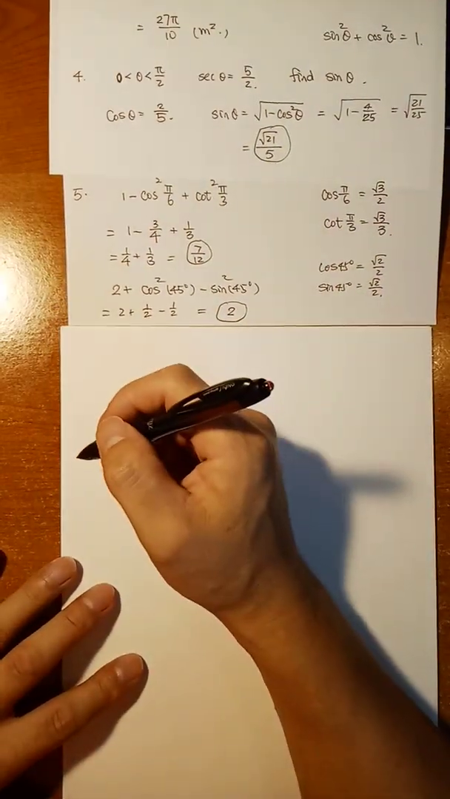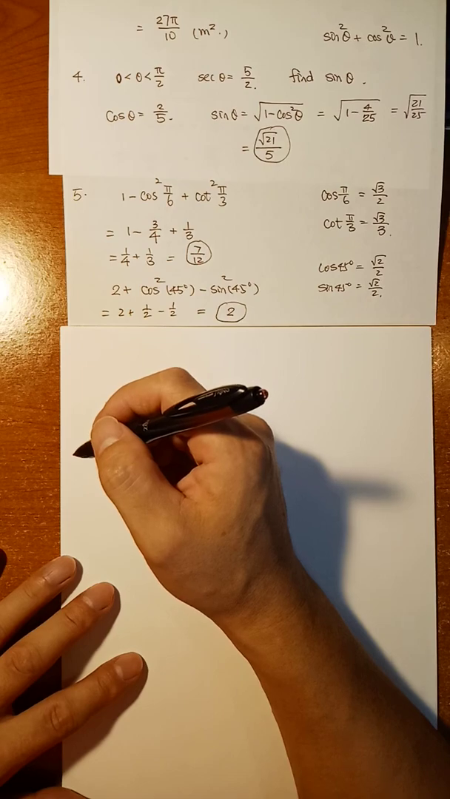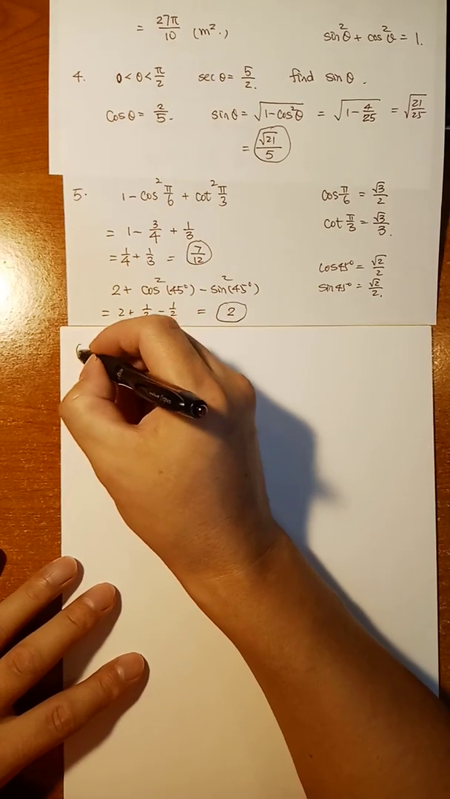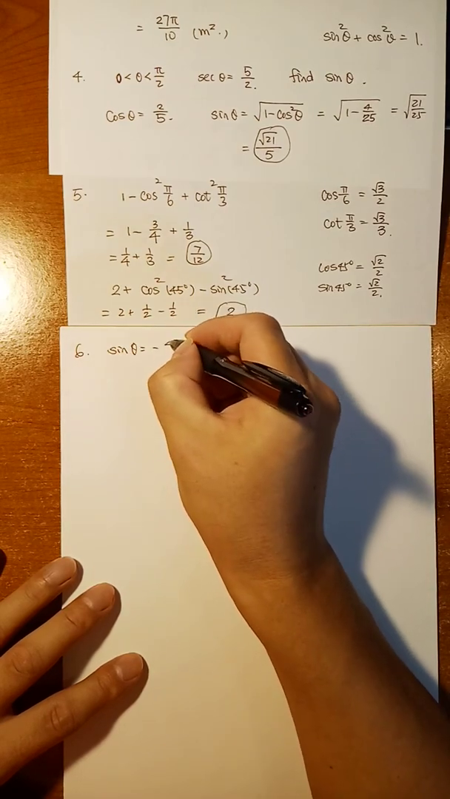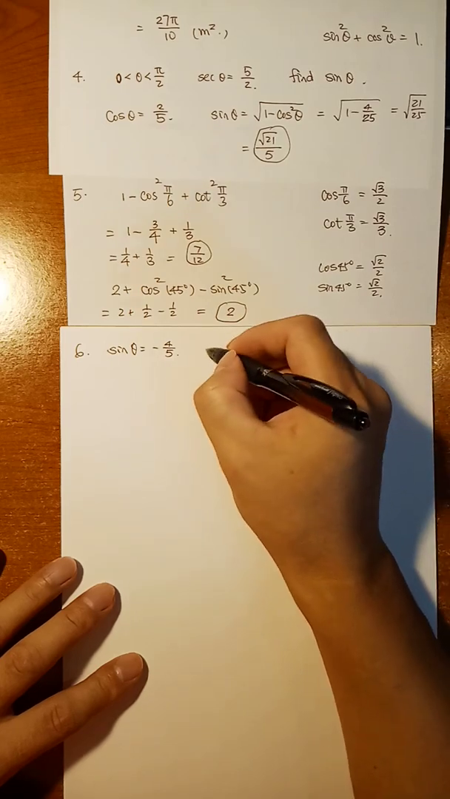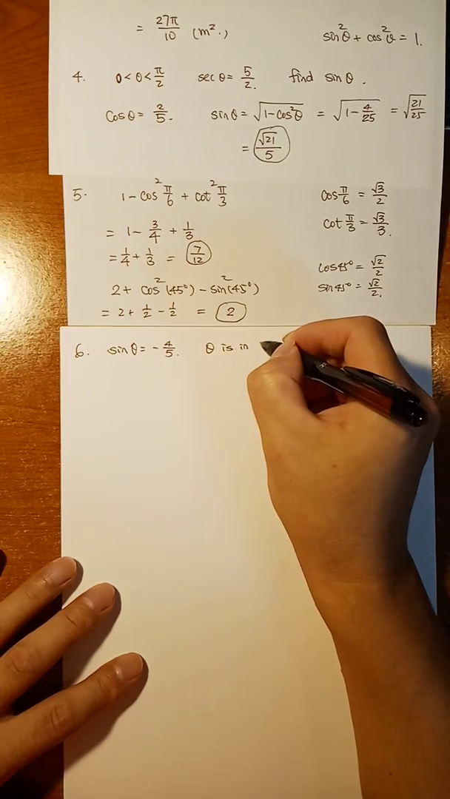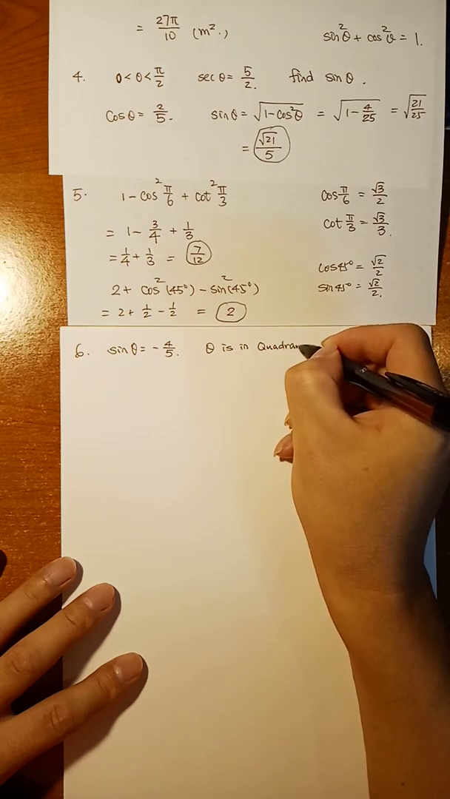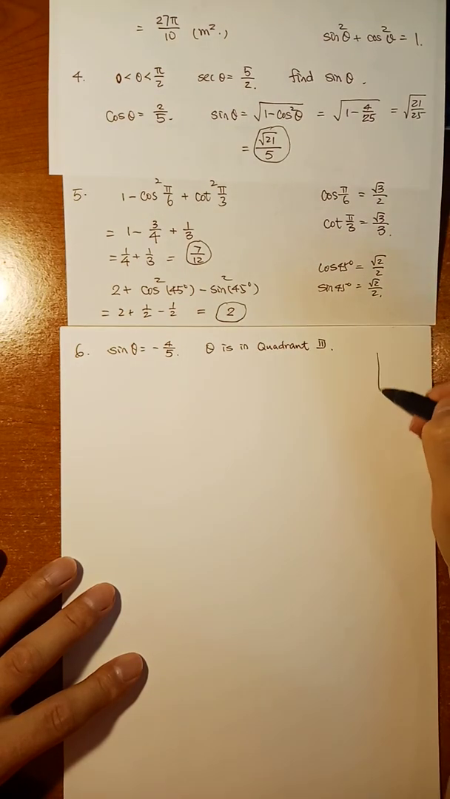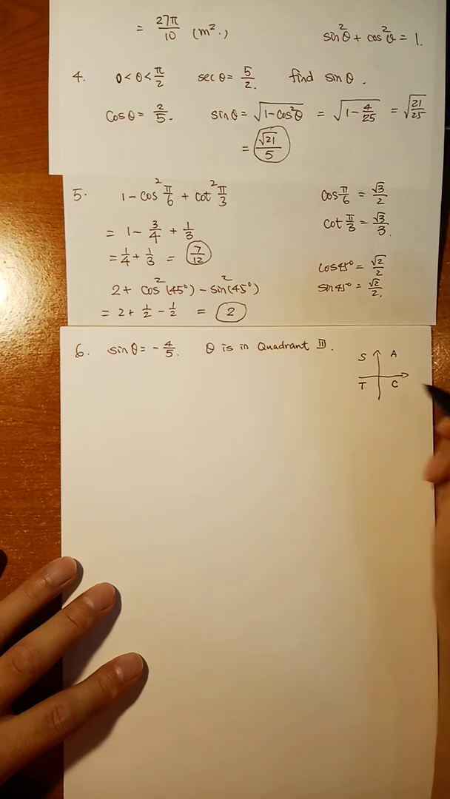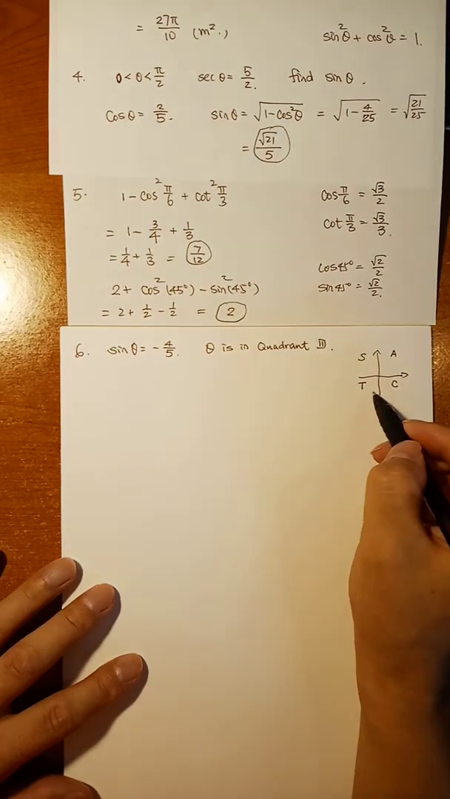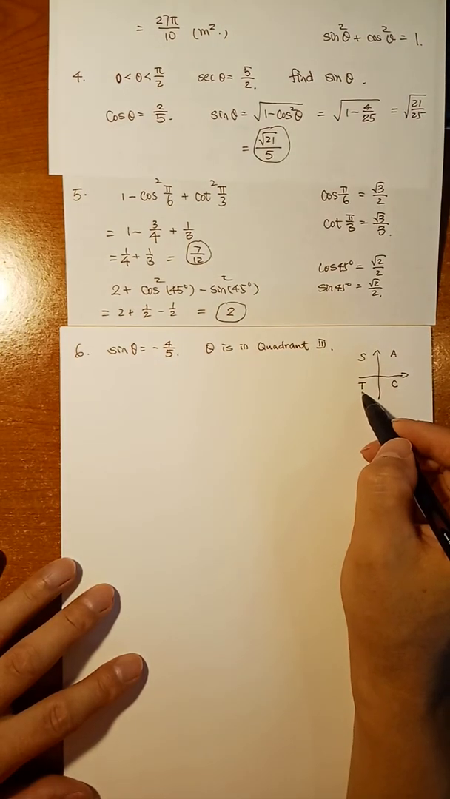Problem 6, we are looking for the remaining 5 trigonometric functions of theta. Sine theta is equal to negative 4 over 5, and theta is in quadrant 3. Check there. In quadrant 1, all trigonometric functions are positive. Sine is positive in quadrant 2, tangent is positive in quadrant 3, cosine is positive in quadrant 4. So in the third quadrant, sine is negative, cosine is negative, and tangent and cotangent are positive.